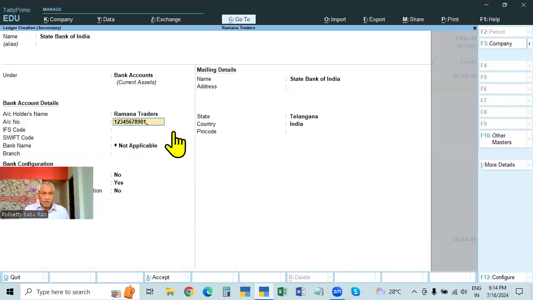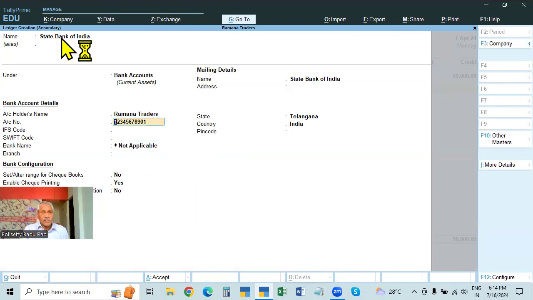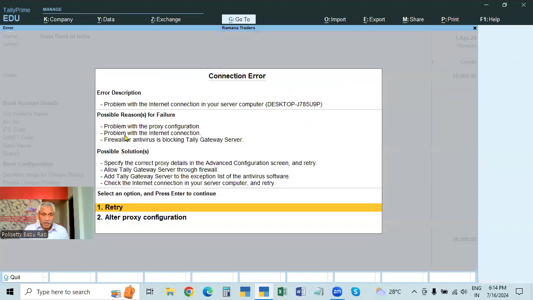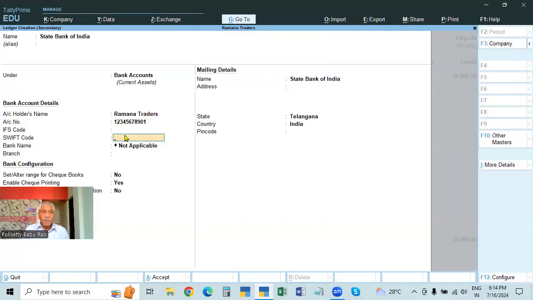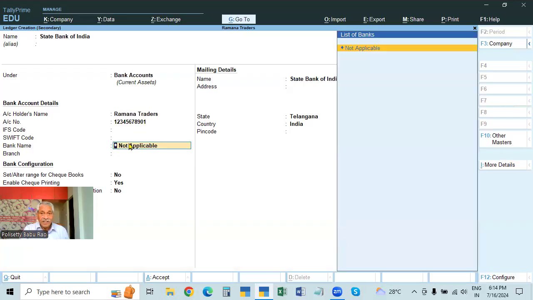Okay. So some account number, IFSC code for the bank. Swift code is not required. And the bank name means here we are giving State Bank of India. Sometimes you give SBI bank, SBI account, but here the full name will be entered. But here the full name we cannot enter automatically.